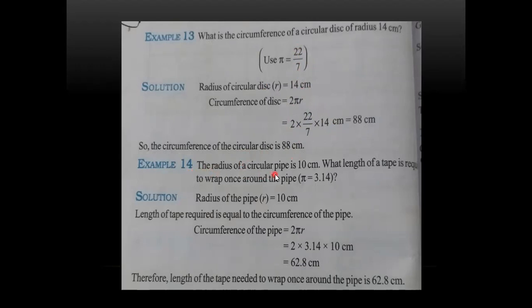Next example, the radius of a circular pipe is 10 centimeter. What length of tape is required to wrap once around the pipe? Here you have to take the pi value as 3.14. The radius of the pipe is given as 10 centimeter. So the length of tape required is equal to the circumference of the pipe. We know the circumference of a circle formula is 2 pi r. So here 2 into the pi value 3.14 and r value 10 centimeter. If you multiply this you will get 62.8 centimeter. So the tape needed to wrap around the pipe is 62.8 centimeter.